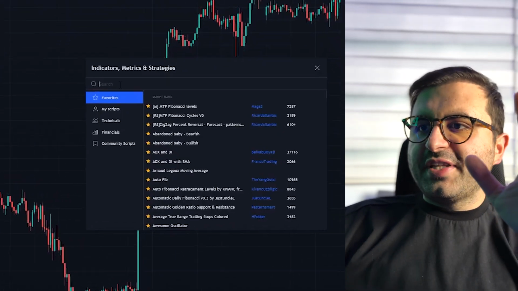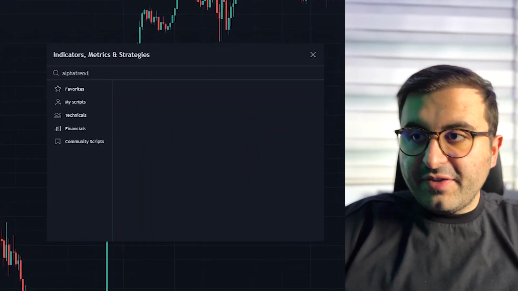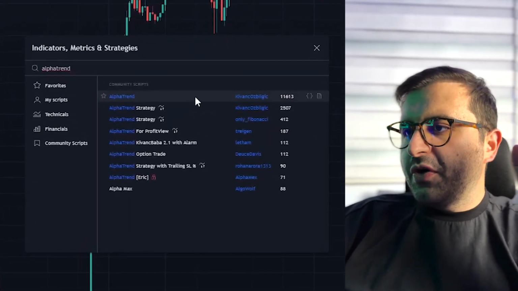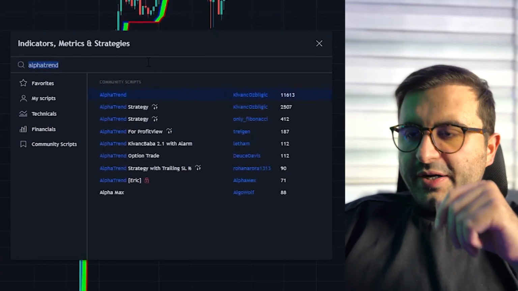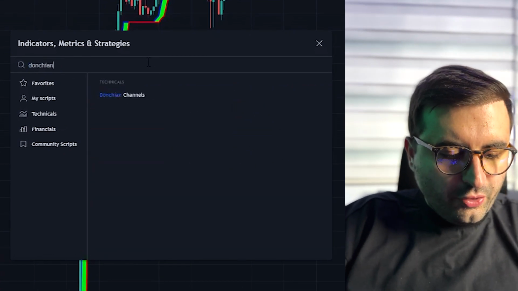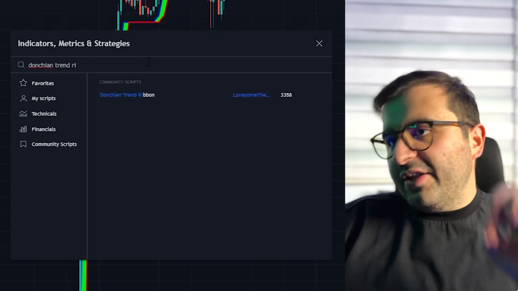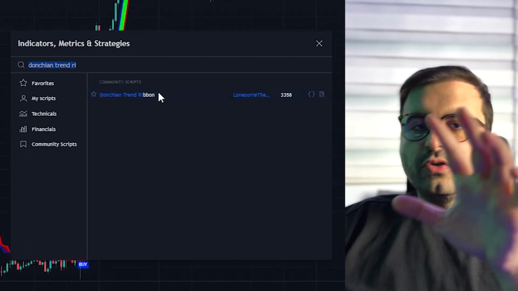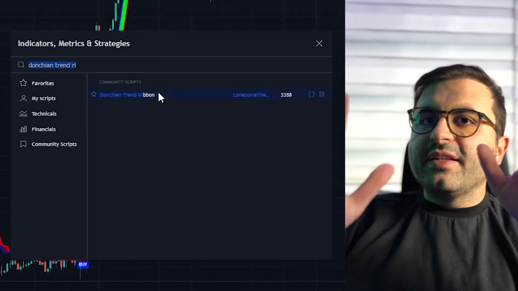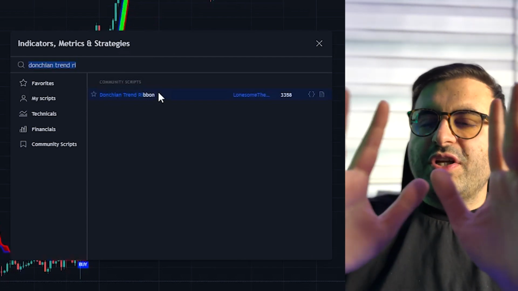Go to the Indicators tab and search for AlphaTrend, and you will see the indicator from Kıvanç Özbilgiç. Click to add it to your chart. The second indicator is Donchian Trend Ribbon, and you will see the indicator from Donchian Blue, and that's it. Those are the only two indicators we need in this chart. Now the setup is ready. Let's jump back to the chart to learn the best way of using this strategy.